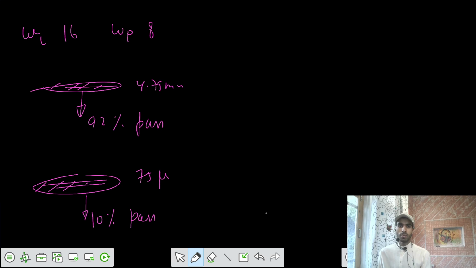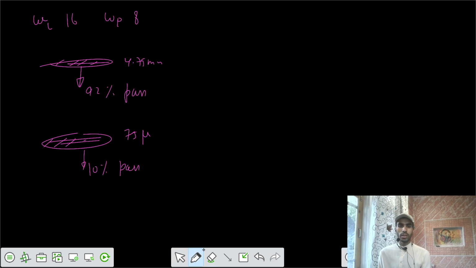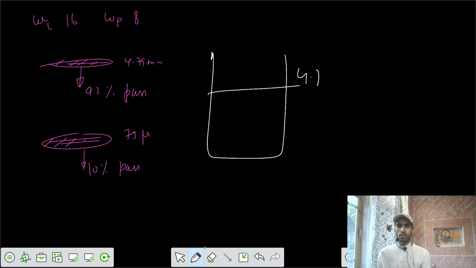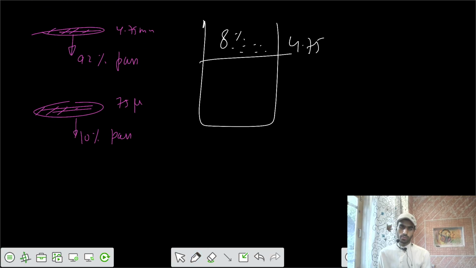Now get the symbol for your soil. Now let's go for the solution. You have the 4.75 sieve. If 92% is passing, how much has been retained? 8% has been retained on this sieve. And if 10% is passing, that means net 10% is fines. So fines are only 10%.